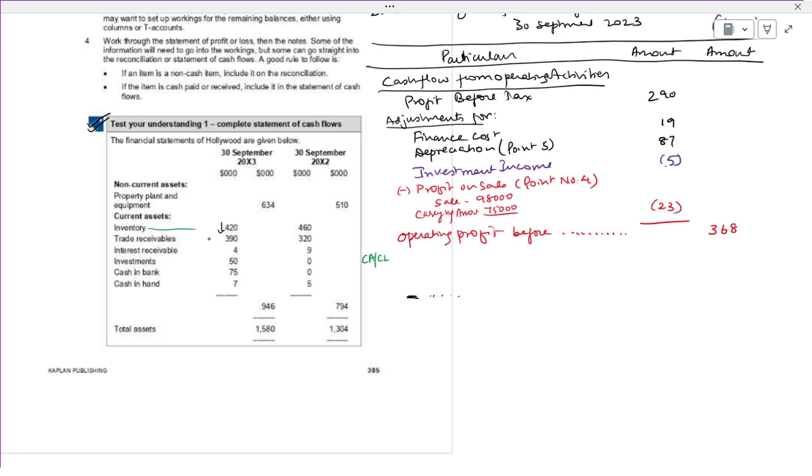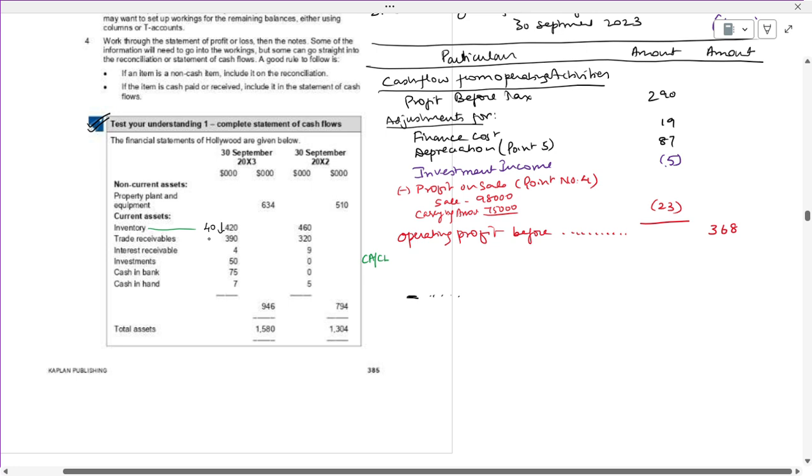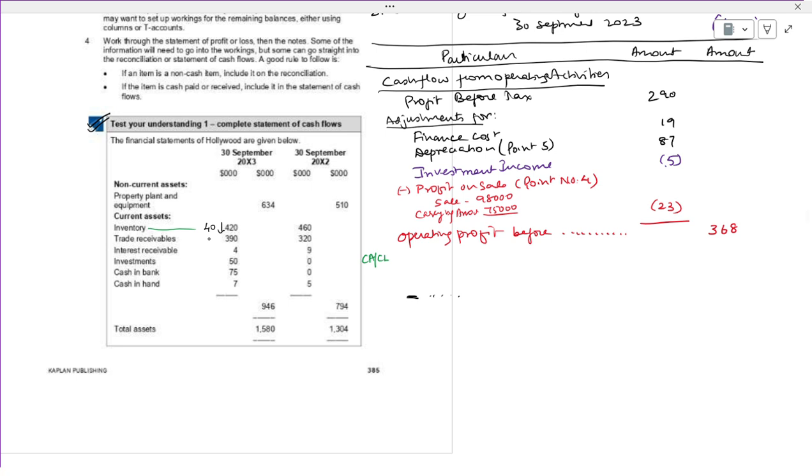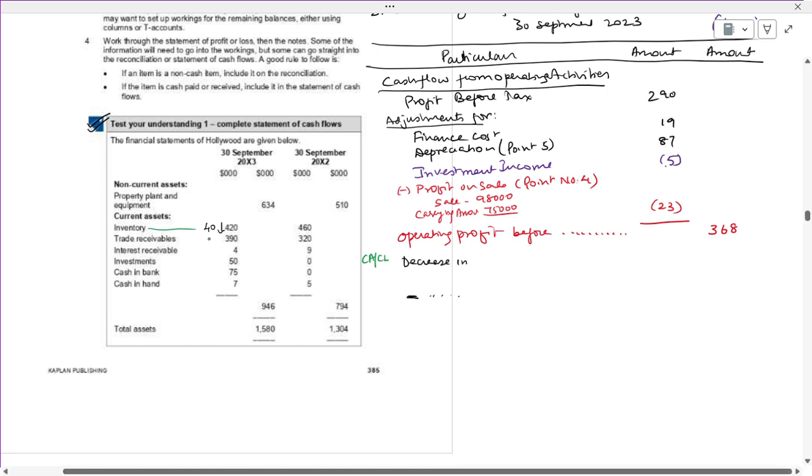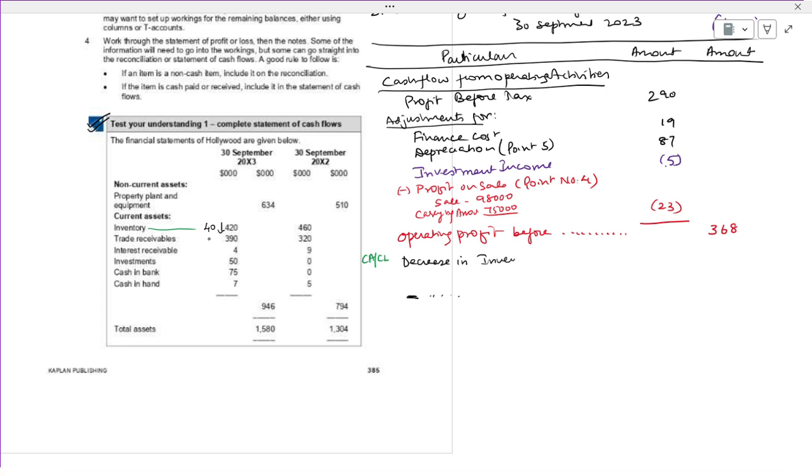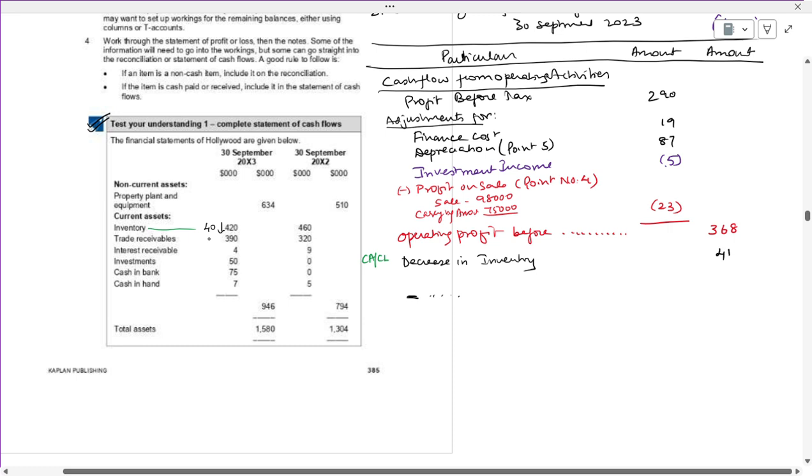If inventory decreases, what will happen to cash? Cash increases. Asset decreases, cash increases. So, decrease in inventory, how much? 40. Now you understand the importance of rules 1, 2, 3, 4.